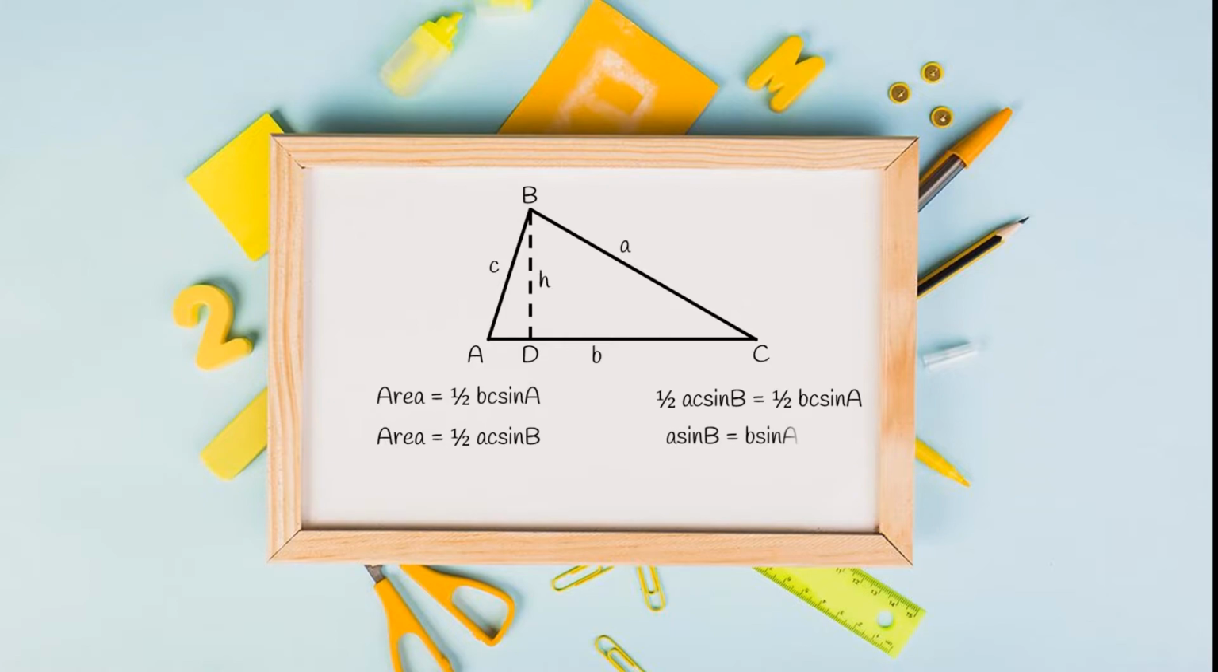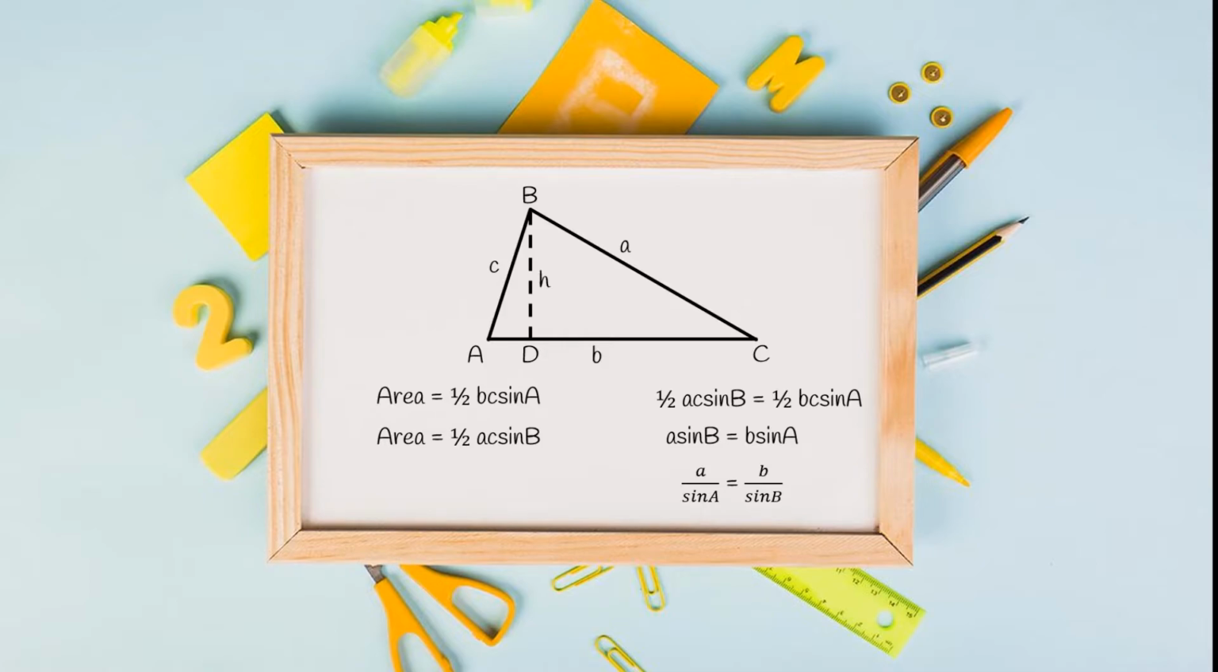I've got rid of the half and the C from each side. The final step is I can divide by sine B and sine A to put them on the bottom, or I can divide by A and B to put them on the bottom, giving us, if we want this version, A over sine A equals B over sine B. This is the sine rule.